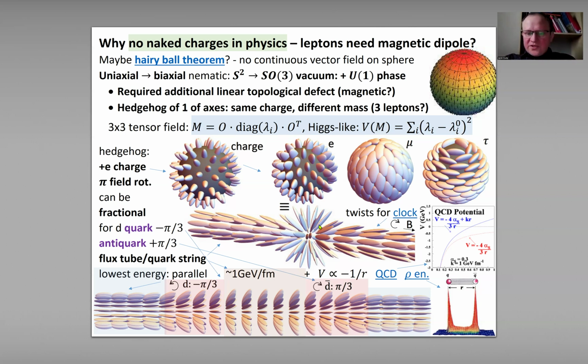So here is a very subtle conflict, which requires a magnetic dipole moment also for the electron and for other particles. So we now have three different axes. The Higgs potential prefers the shape of this molecule, and here is the hedgehog, which requires also this magnetic dipole, and here are the QCD flux tubes, with quarks.